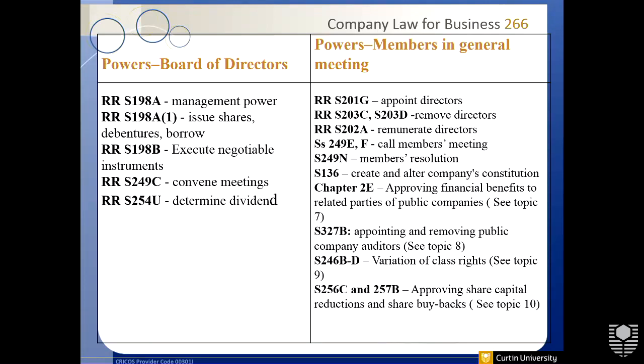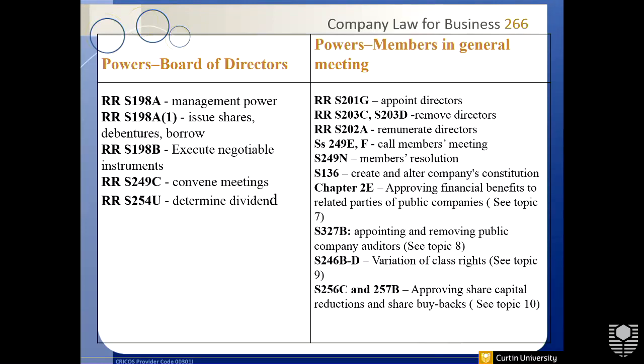All right? It is quite different from the replaceable rule of 203C, because this can be removed and can be changed for a proprietary company, but the power cannot be removed for a public company. All right? Then you have Section 202A, remunerate directors.